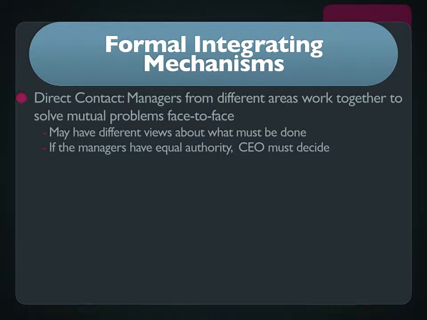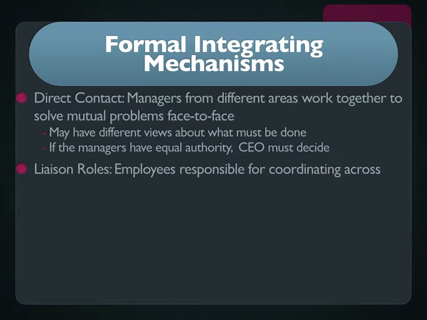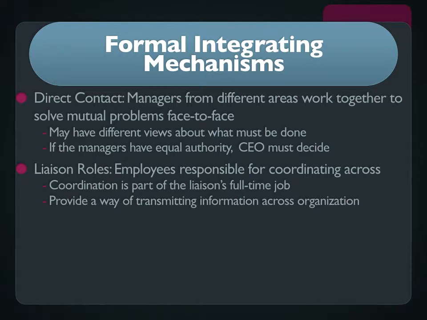Now, as organizations grow and it becomes more difficult for managers to interact with each other directly, you may have liaison roles, or employees who are responsible for coordinating across the organization. The coordination is part of the liaison's full-time job, and they provide a way of transmitting information across the organization. This is particularly important in large organizations. And again, we see this here at Appalachian State. Every department or college at the university has an IT person, and that IT person coordinates with the IT at the university level.